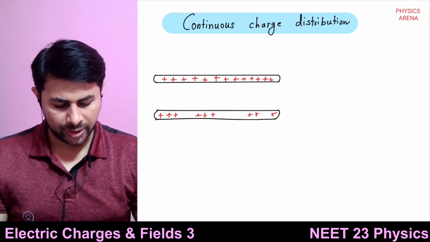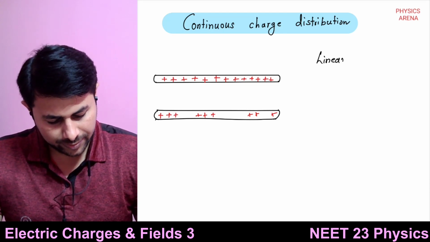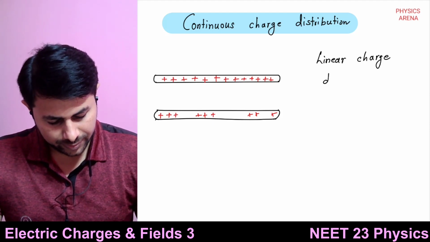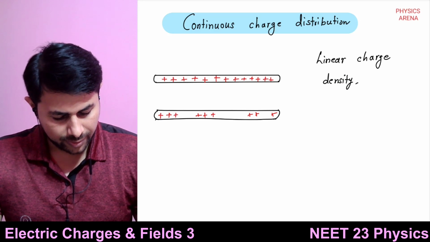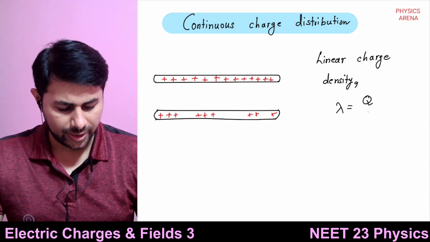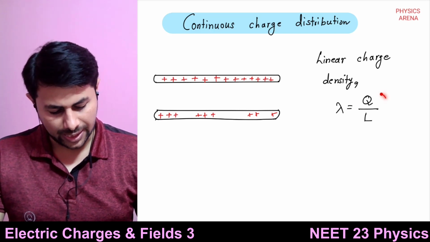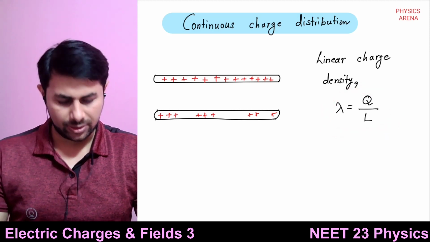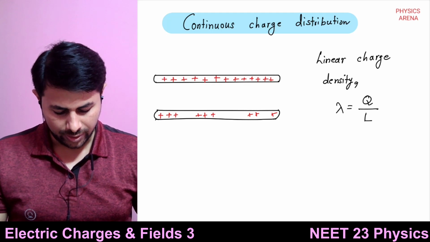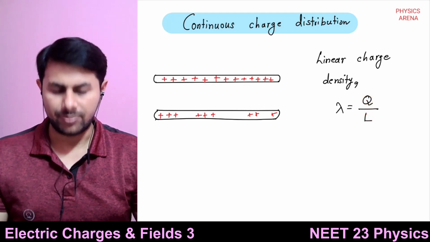So if it is the case, then we can define a quantity. This is a linear body, so we can define the linear charge density. Lambda equals charge on the body divided by length of the body. Here Q is the total charge and L is the total length of this body.